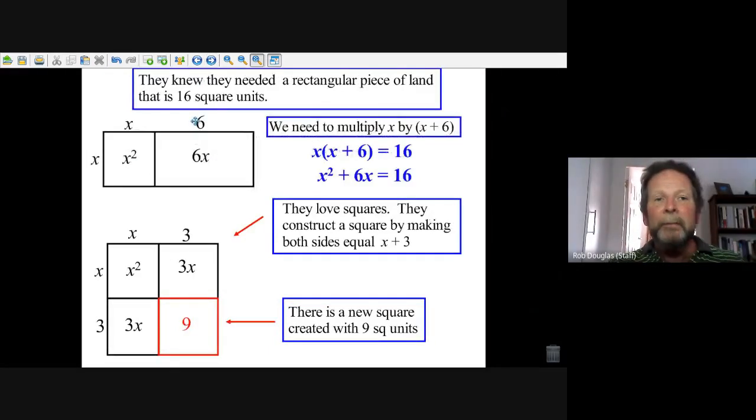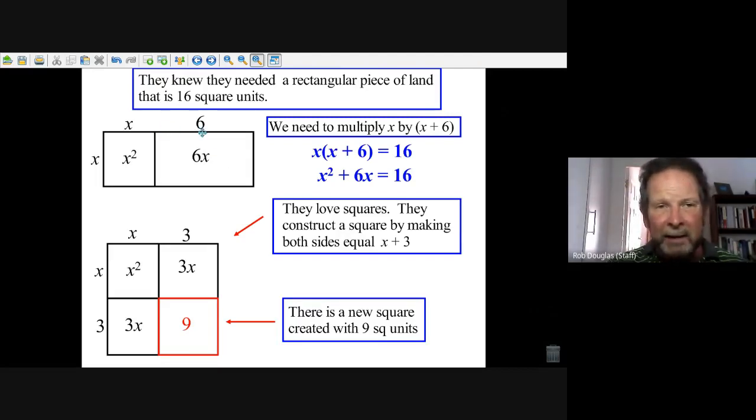Okay. Now they knew that this rectangular piece of land here needed to add up to 16. We're going to do some algebra though with it. So we take the x times x plus 6, and we see we get x squared plus 6x. We need this equation here, x squared plus 6x equals 16. They just have an equation in their mind. But then they did something special with this thing. They did something really weird. It's called completing the square, but this is what they did.